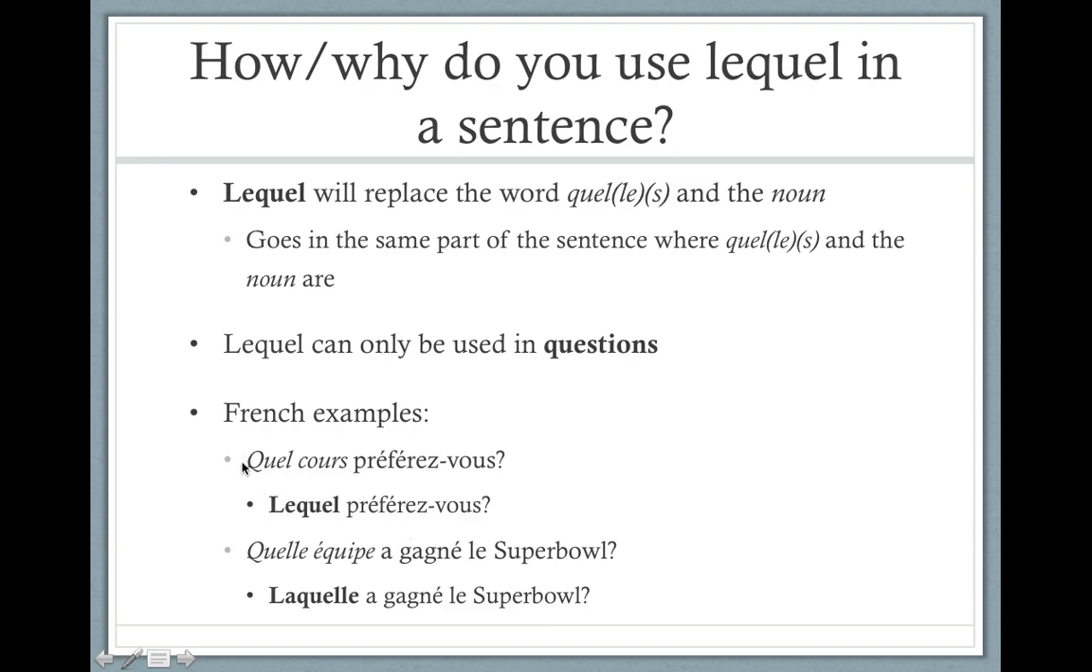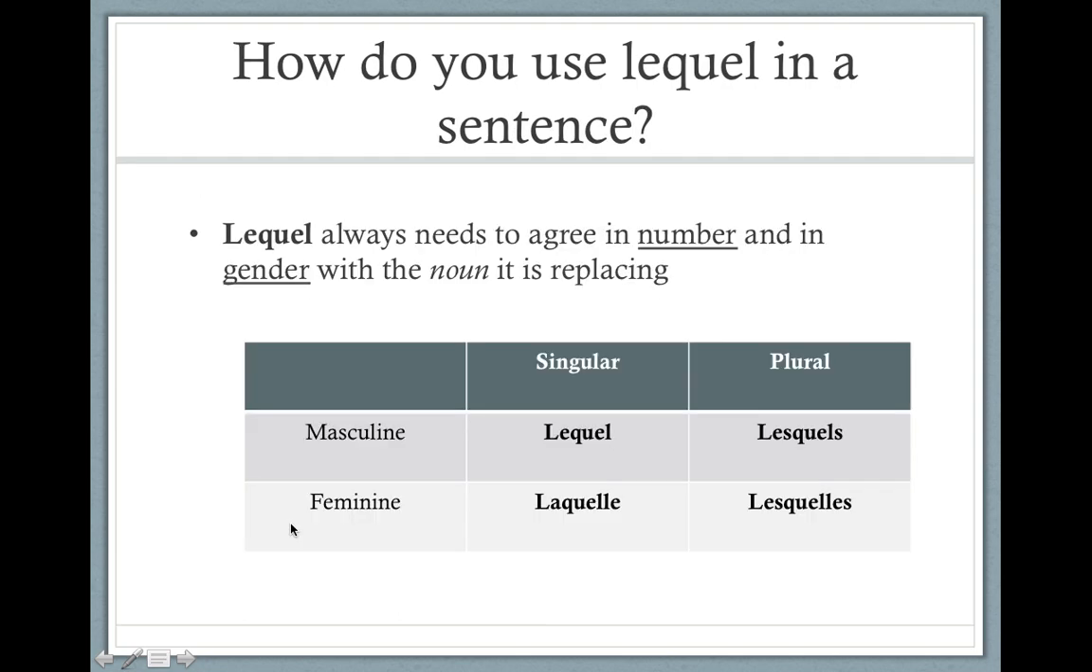It's only when you have the word quel, which means like what or which, before a noun. And then like we said, you get rid of both of these words, replace it with just that one, lequel, and you put it in the same part of the sentence. So because these two words are at the beginning of the question, lequel also goes at the beginning of the question. It's important when we use lequel that we remember that it has to agree in number and gender with the noun that it replaces.